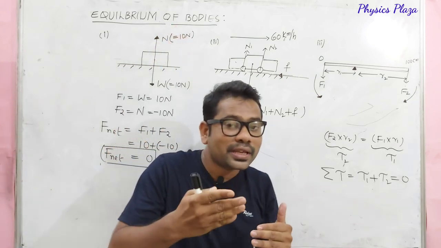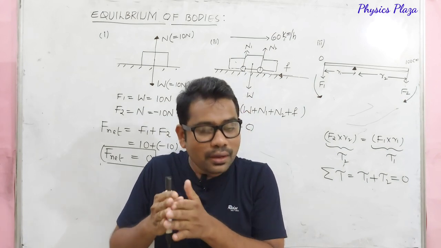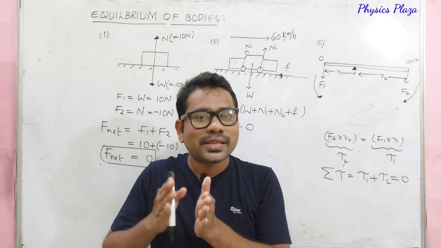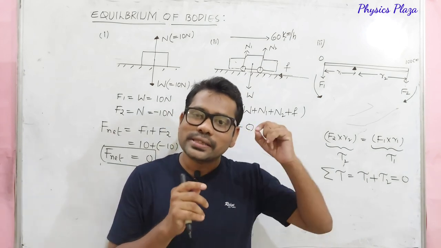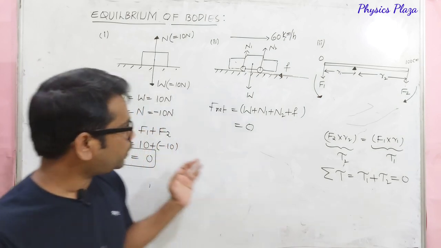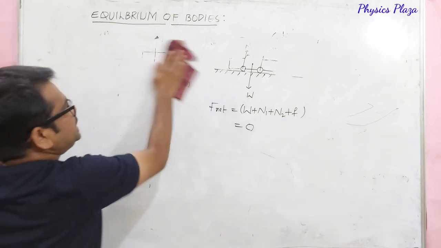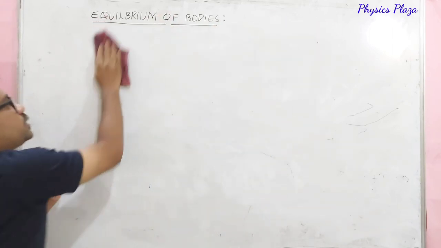So, let me repeat once again, dear children. When a number of forces acting on a body produce no change either in state of rest or state of uniform motion, then we can say that the body is in equilibrium. Okay, fine. Just copy these examples. Now we will discuss the conditions for equilibrium, and after that we will discuss the types of equilibrium.